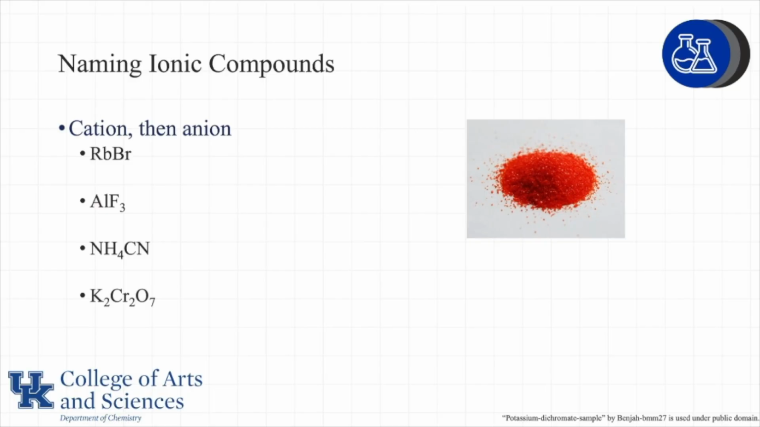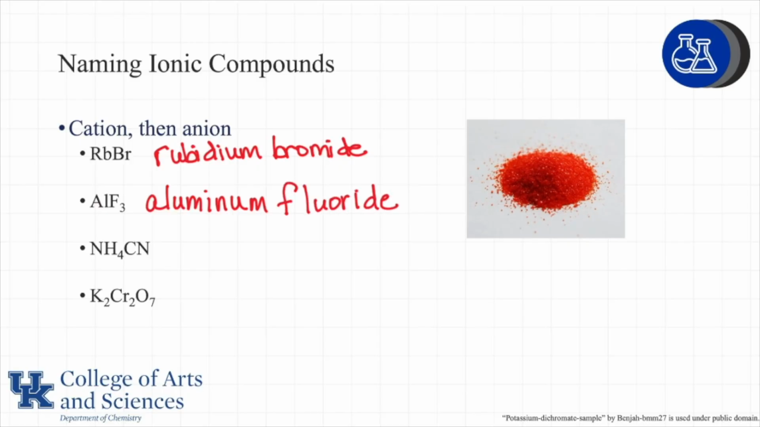Let's go through a couple of examples of how we deal with monatomic ions, and then we'll look at some where we're involving polyatomic ions. We always name the cation, then the anion, remembering that the cation is always first in the formula as well. When we look at RbBr, we have rubidium, which has the symbol Rb, and bromine, which is Br, so we change the ending to IDE. So we get rubidium bromide. Next, we have AlF3, so we have aluminum for the cation, fluorine is the anion, and we change the ending to IDE.